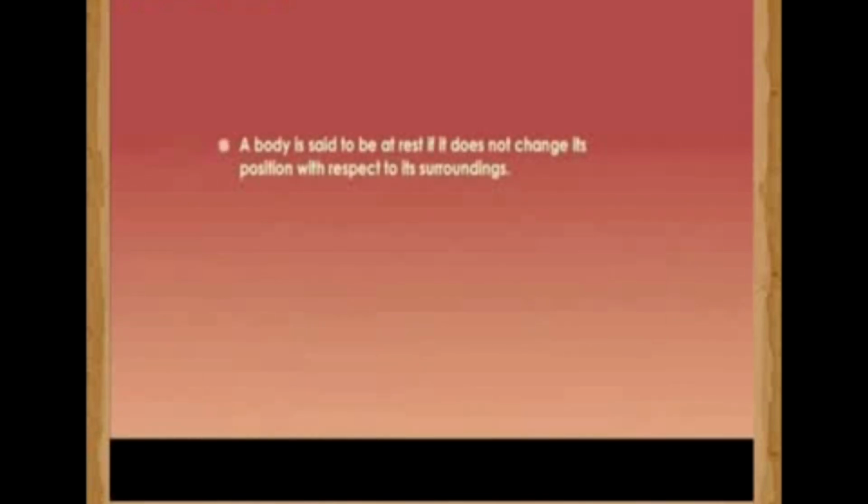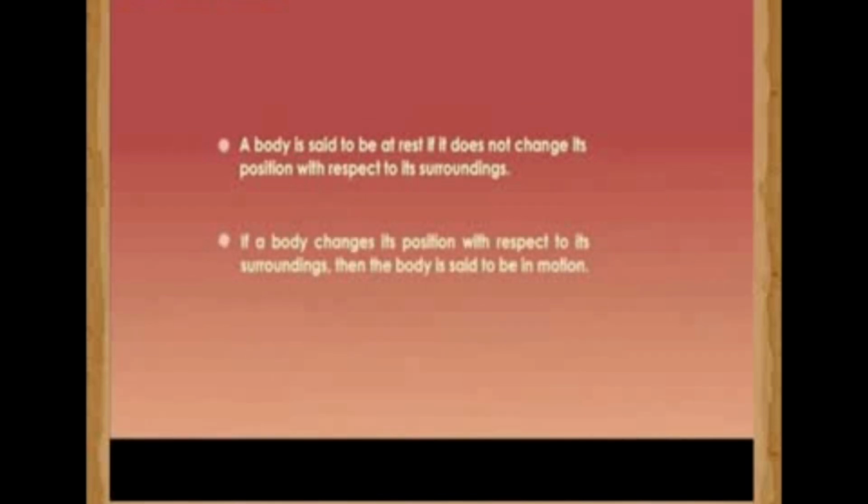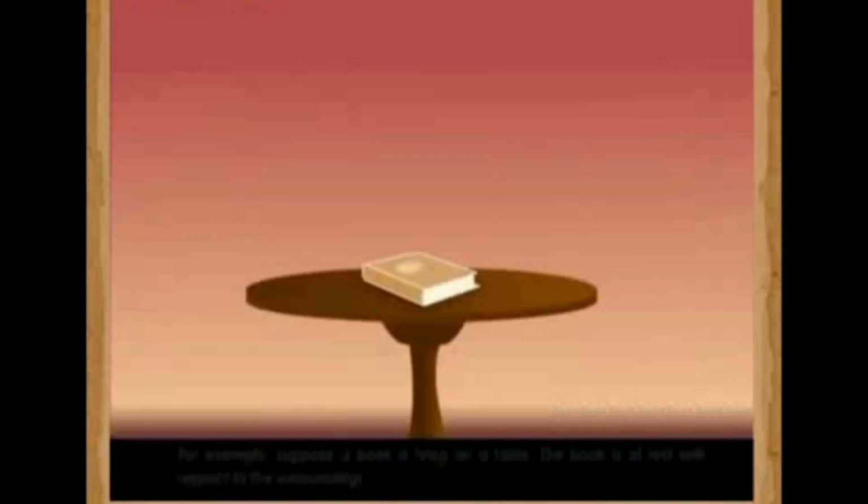So next one is rest and motion. Now we are going to see what is meant by rest and motion. The concept of rest and motion: a body is said to be at rest if it does not change its position with respect to its surroundings. That means over time. Okay. So if a body changes its position with respect to its surroundings, then the body is said to be in motion. So continuously it has to change its position over a time period.